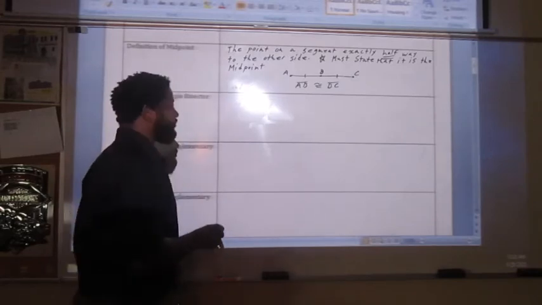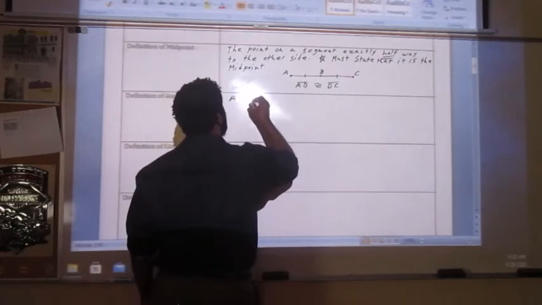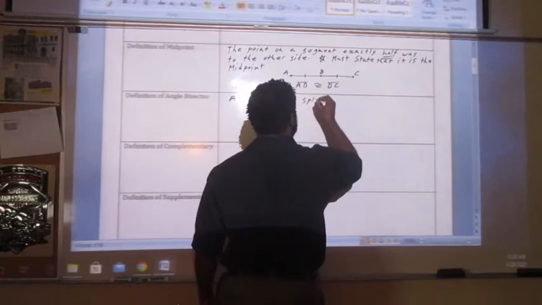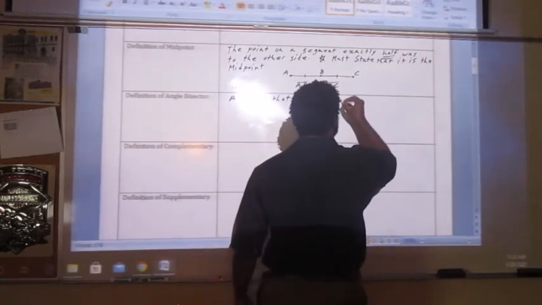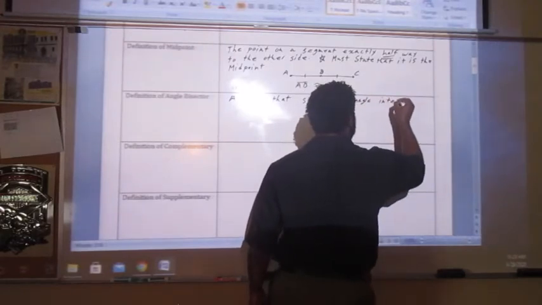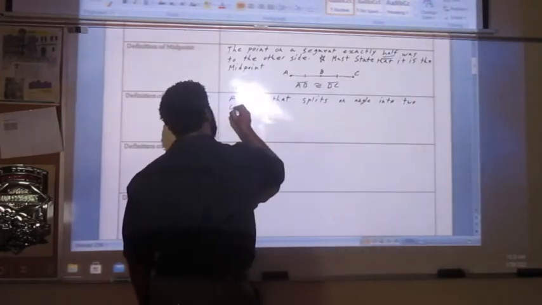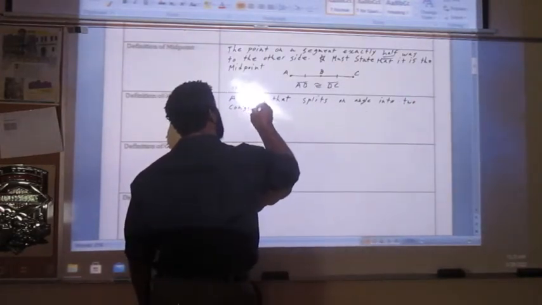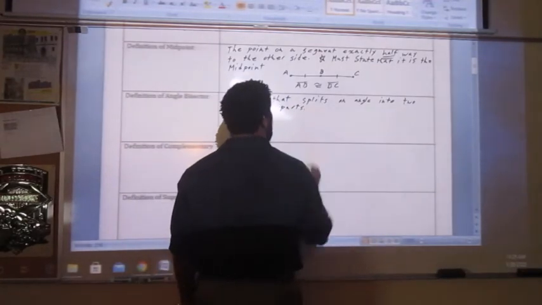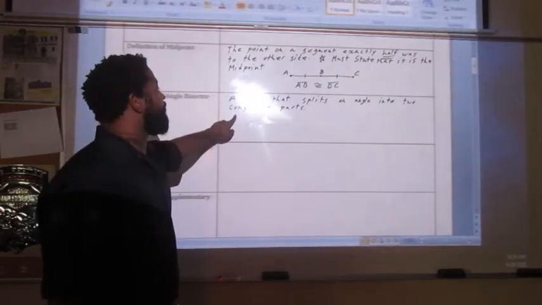A ray that splits an angle into two congruent parts. Okay? Same thing with the midpoint, you do with the bisector.